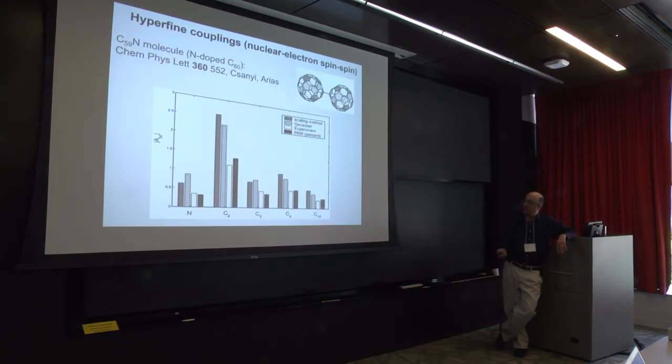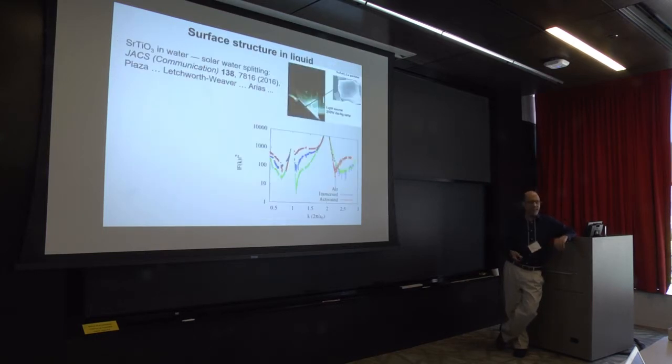Here's a more subtle electronic effect. This is hyperfine coupling between electron spin and nuclear spin in a C60 molecule doped with nitrogen, which puts an extra spin into the system. Our calculations are in white, and the experiments are in black. And again, even for this very subtle type of electronic structure effect, we're able to reproduce it quite accurately. So here's my final example, then I'll wrap up.